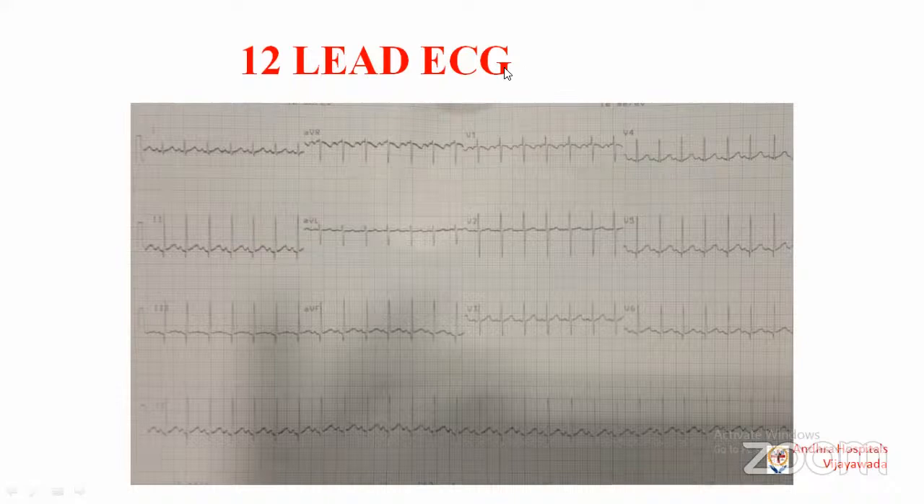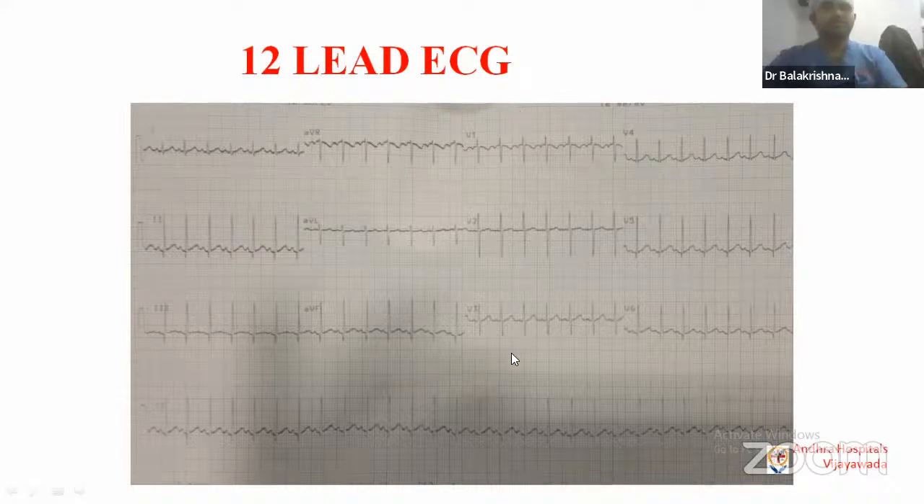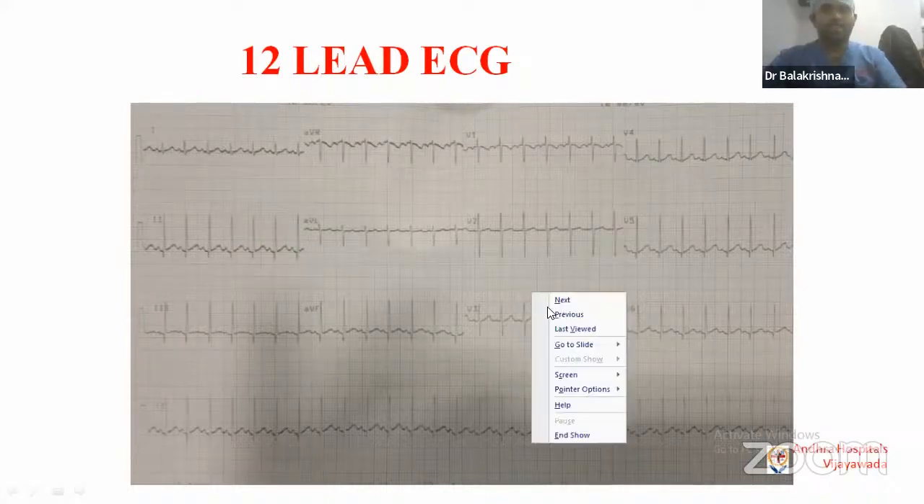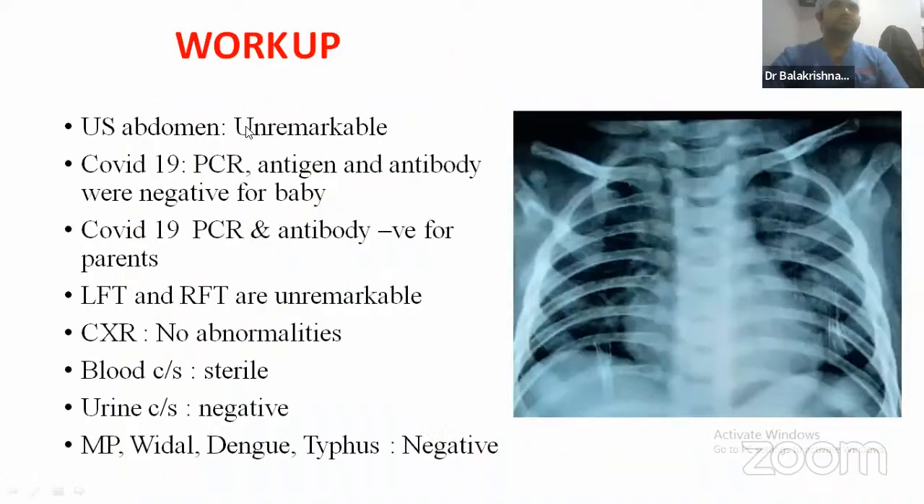ESR, CRP. Okay, workup has been done. Ultrasound unremarkable. We thought it could be MIS-C also, as you pointed out, so we have done that. At that time it could be COVID, so we did COVID PCR, antigen and antibody, both negative. For parents also it was negative. LFTs and RFTs are all unremarkable. Chest X-ray, no abnormalities.